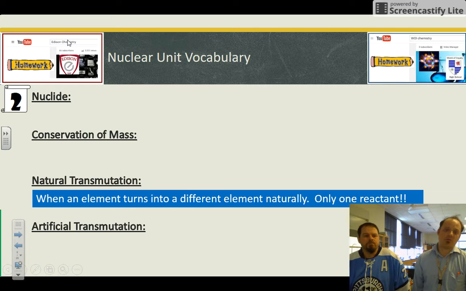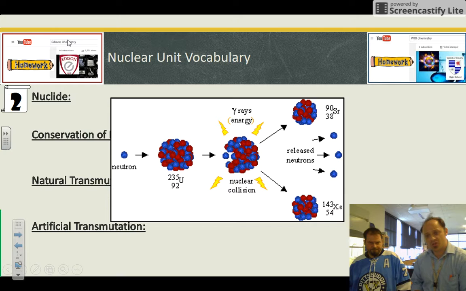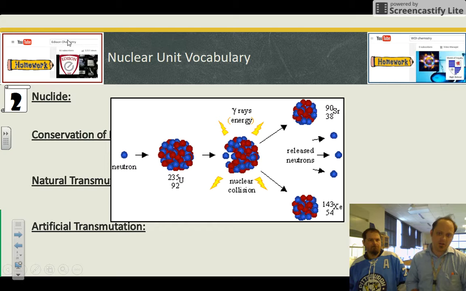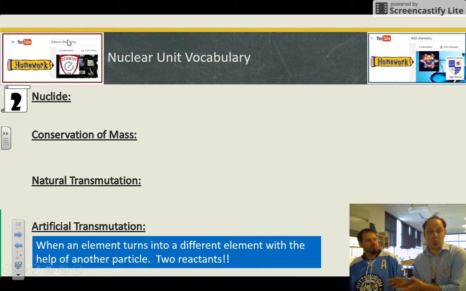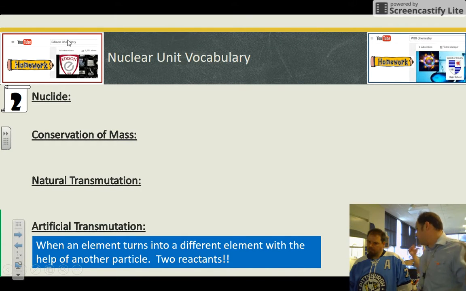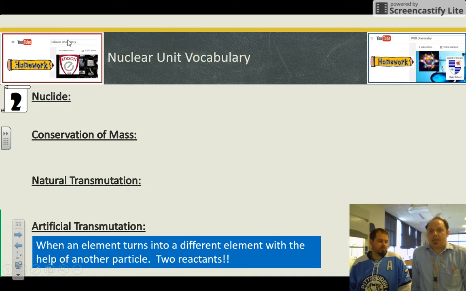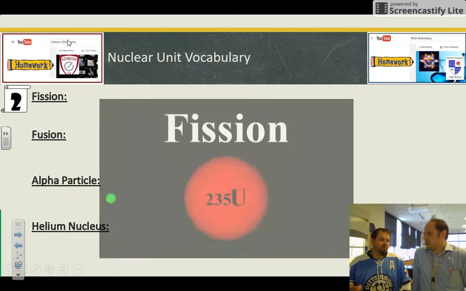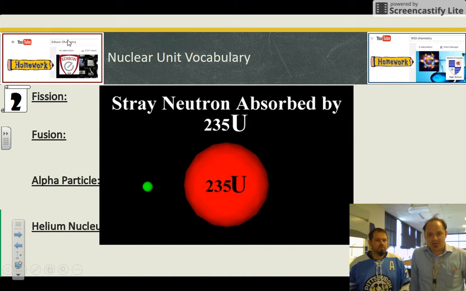Now, an artificial transmutation is when we human beings cause the nucleus to fall apart. We can do that by bombarding nuclei with neutrons, beta particles, or alpha particles. The key thing here is that you've got two reactants, as you see in the picture, and usually two products. Sometimes it's three, but I think all our examples are just two. So artificial means man can force it to happen. Natural means it's just doing its thing all by itself. We need to be able to pick them out differently. If I give you equations, you need to be able to tell me which one's artificial and which one's natural.